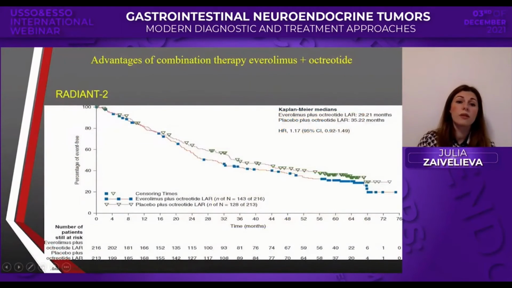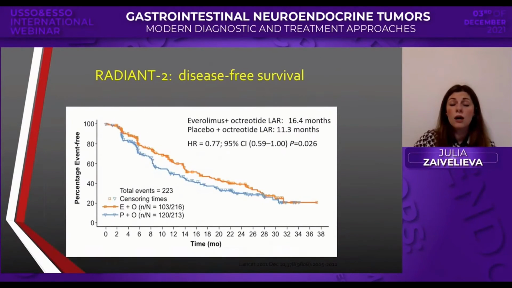You can see on the graphic the advantages of combination therapy, everolimus and octreotide. Progression-free survival in the group of everolimus plus octreotide LAR was 16.4 months, and in the group with placebo 11.3 months. You can see that the difference was almost half of a year. It's very important for our patients, you know this.